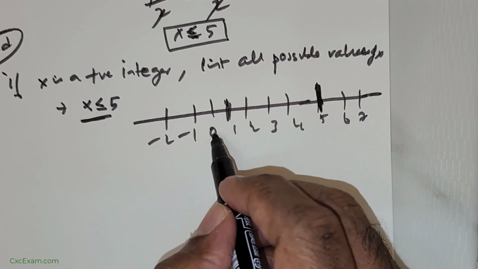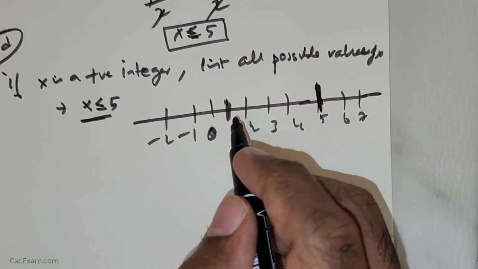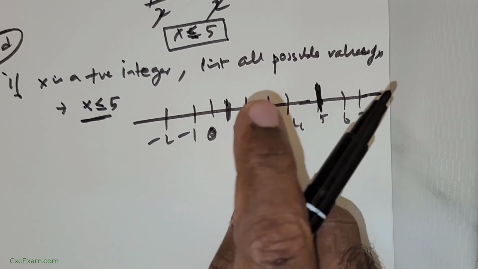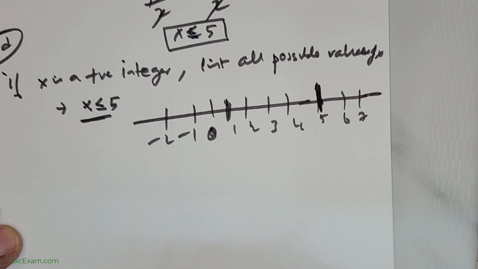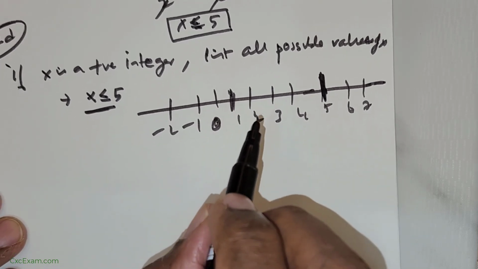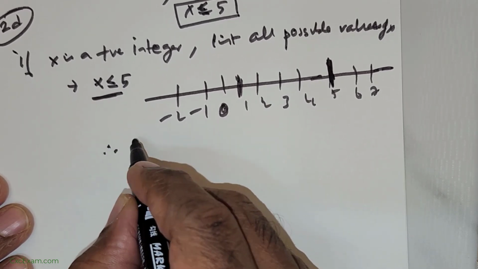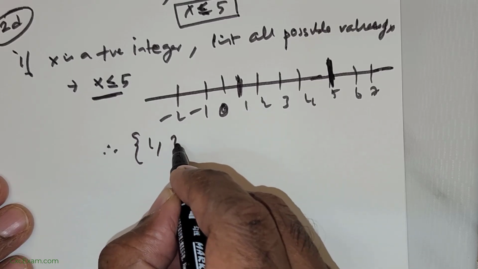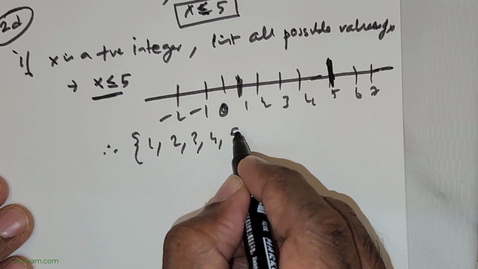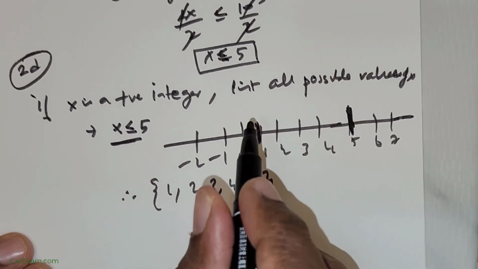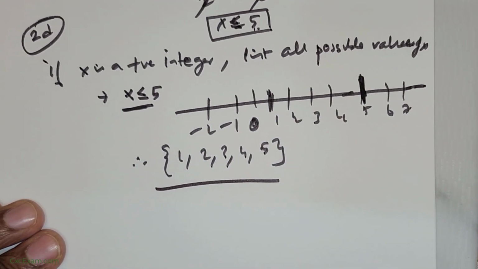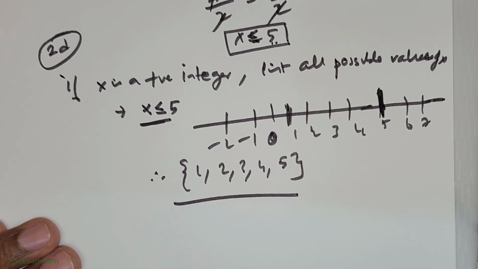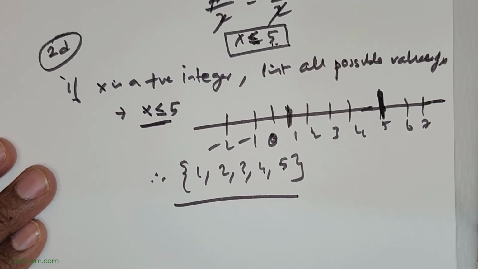Now 0 is an integer, you have to understand, but it is neither positive nor negative, so we cannot include 0 in this question. That is a very important part you have to know. Therefore the solution is going to be 1, 2, 3, 4, 5. 5 should also be included because of the condition. Okay, so this is the end of question number 2, and we move on to the next one.